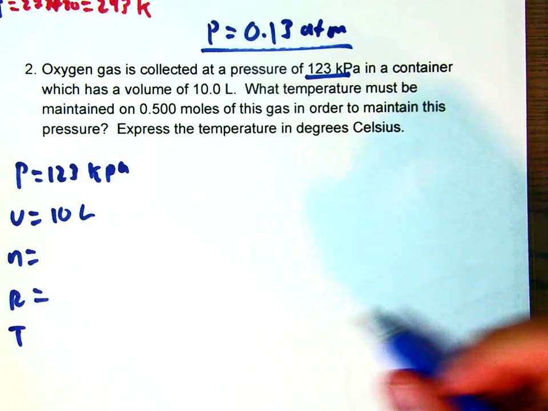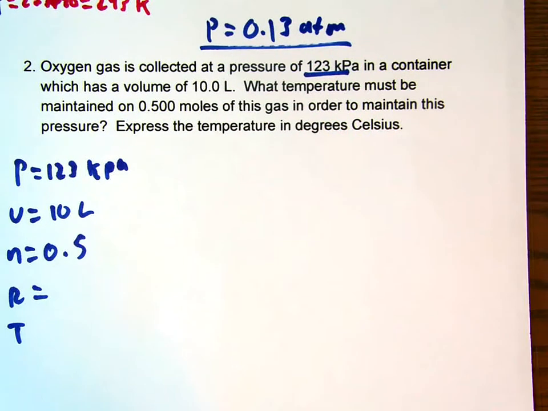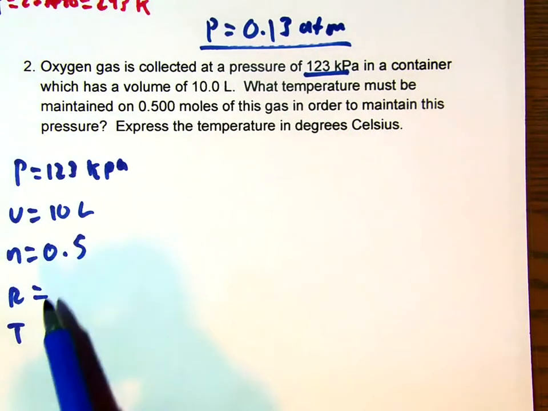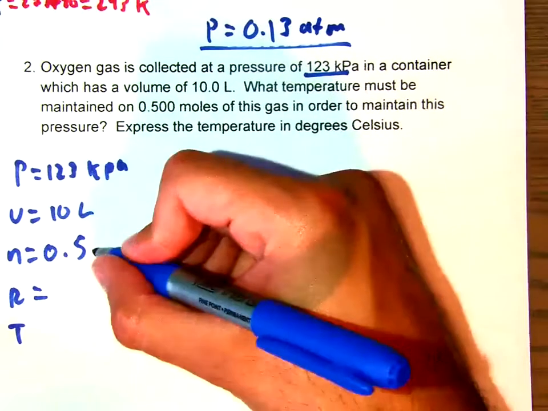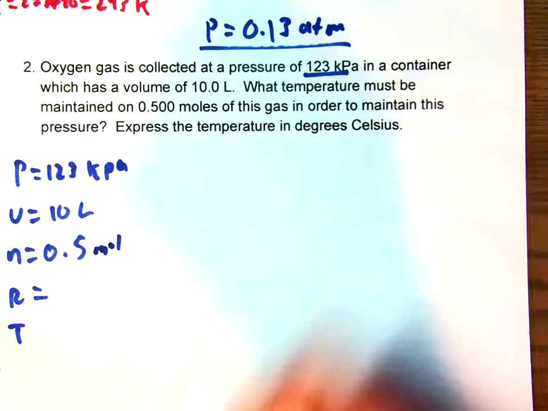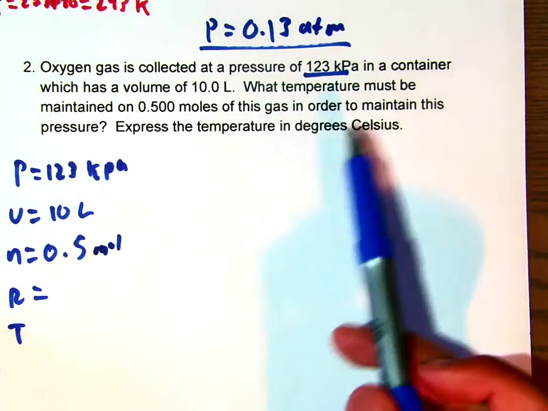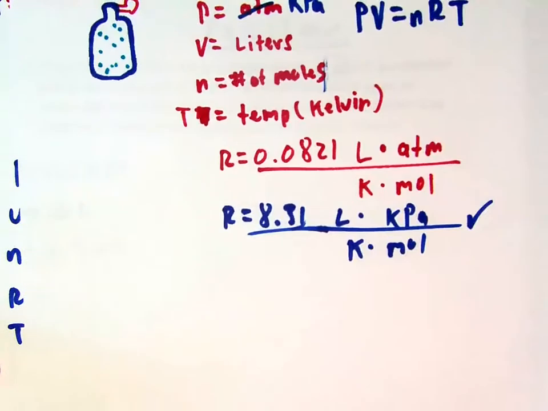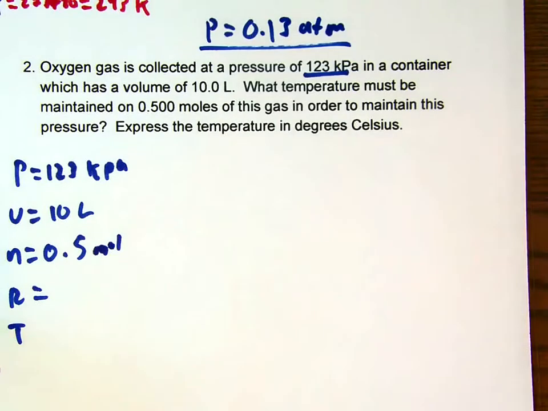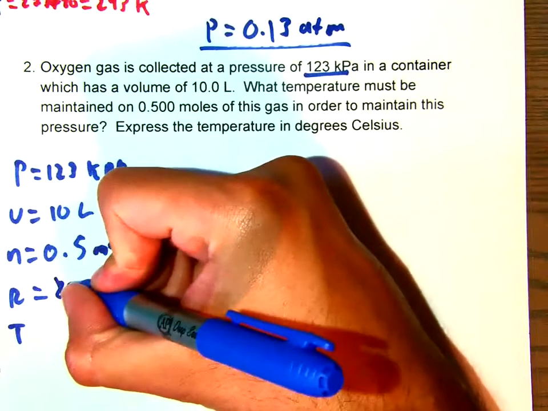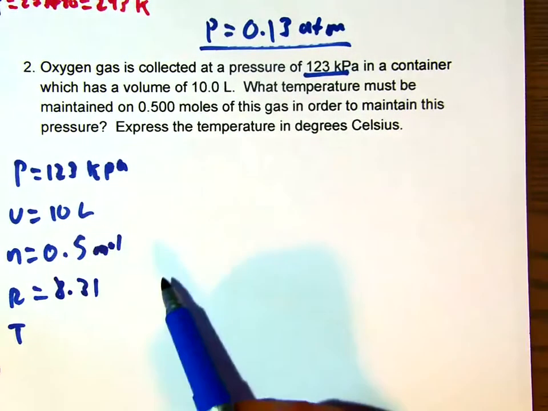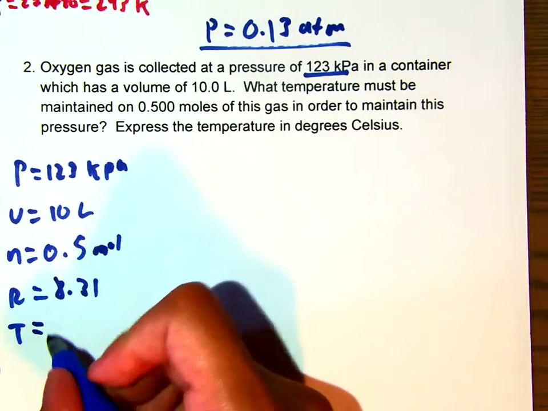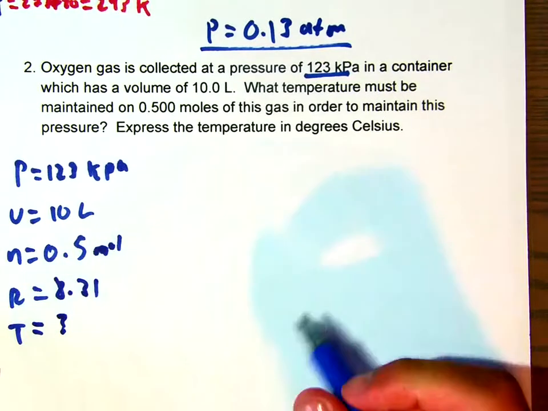What temperature must be maintained on 0.5 moles? So that's okay. So my number of moles is 0.5 moles, right? My R, well, if I use kilopascal, then I'm going to use that second one, 8.31. We'll leave out the units for that. And then we're looking for temperature. Okay, so that's what we're looking for.